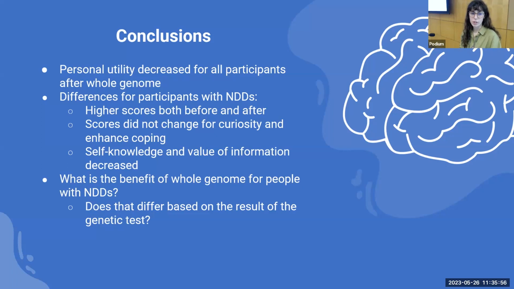So those differences, just to reiterate, for people with neurodevelopmental disabilities, personal utility was higher both before and after the testing, even with those negative results. Scores didn't really change for curiosity and coping, those areas of personal utility. But there were changes in people's identity and the value of that information.